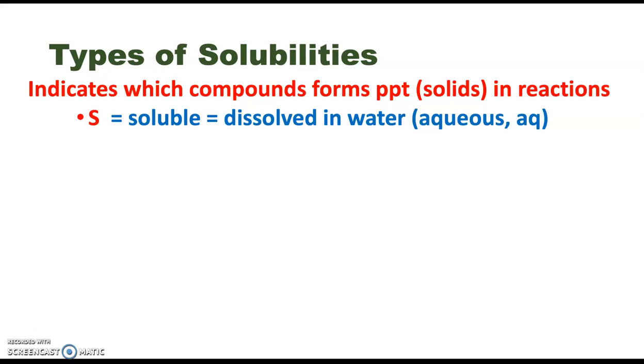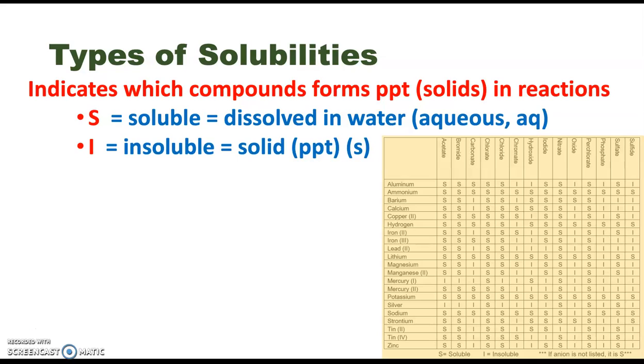So on your yellow sheet, you have a data table that's full of S's and I's. The S stands for soluble, which means that compound dissolves in water, or that it's aqueous if it's put in water. The I stands for insoluble, which means it does not dissolve, so if it forms in a reaction in water, it will precipitate out as a solid, or if you try to put it in water, it will not dissolve.